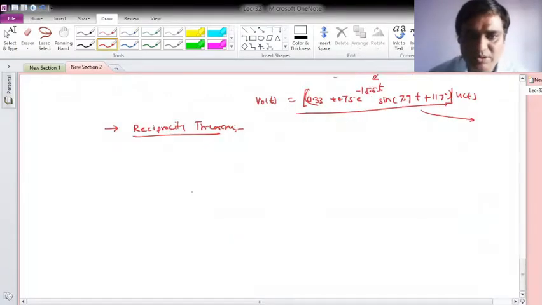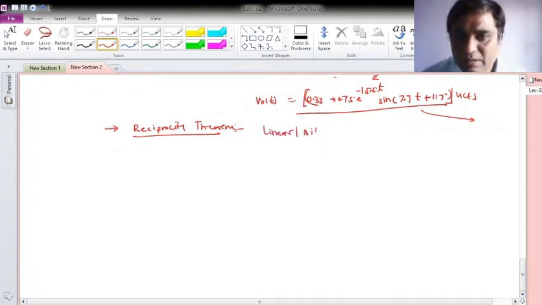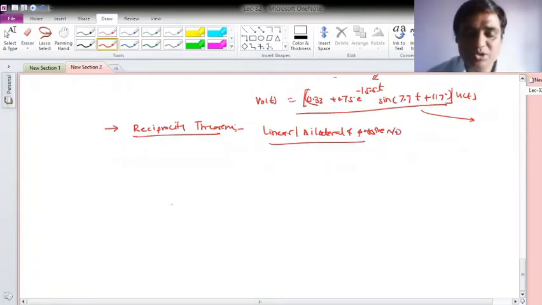So the reciprocity theorem applies in a linear, bilateral and passive network. The ratio of response to excitation is constant, even though the input and output terminals are exchanged. What does it mean? Let me repeat it. In a linear bilateral and passive network, the ratio of response to excitation is constant, even though the input and output terminals are exchanged.